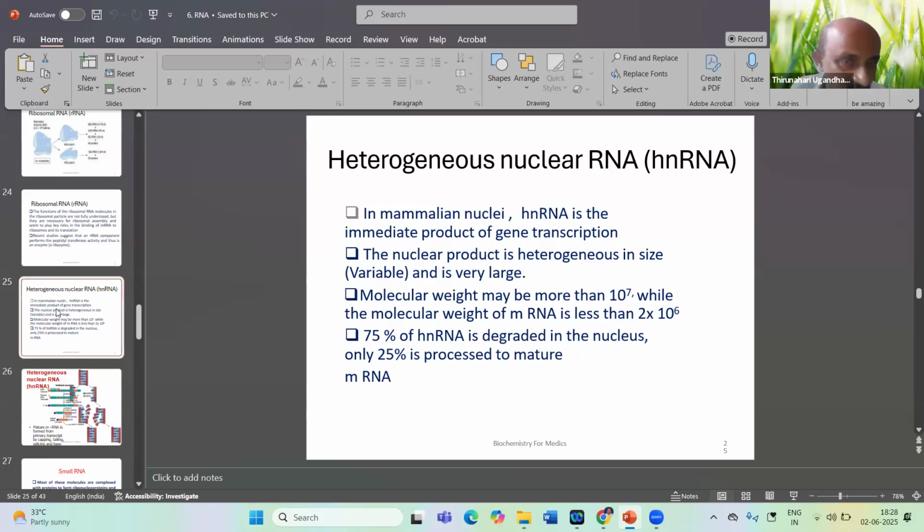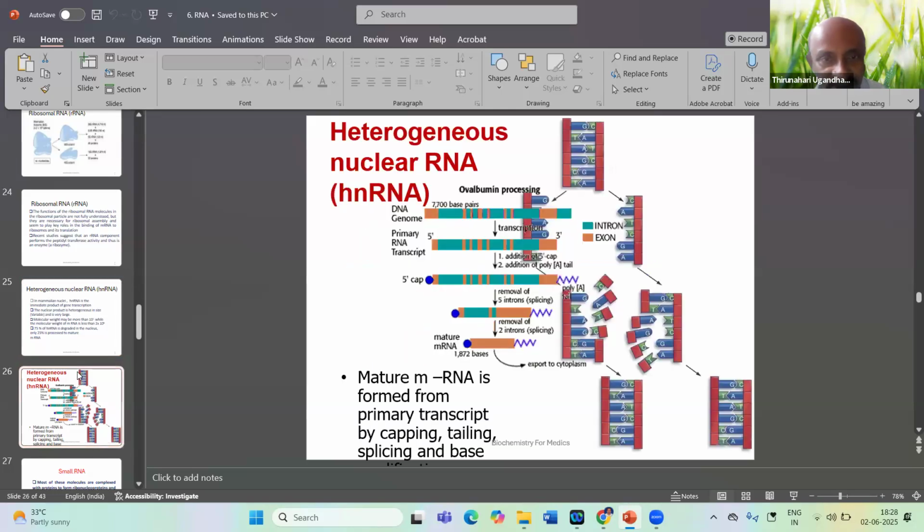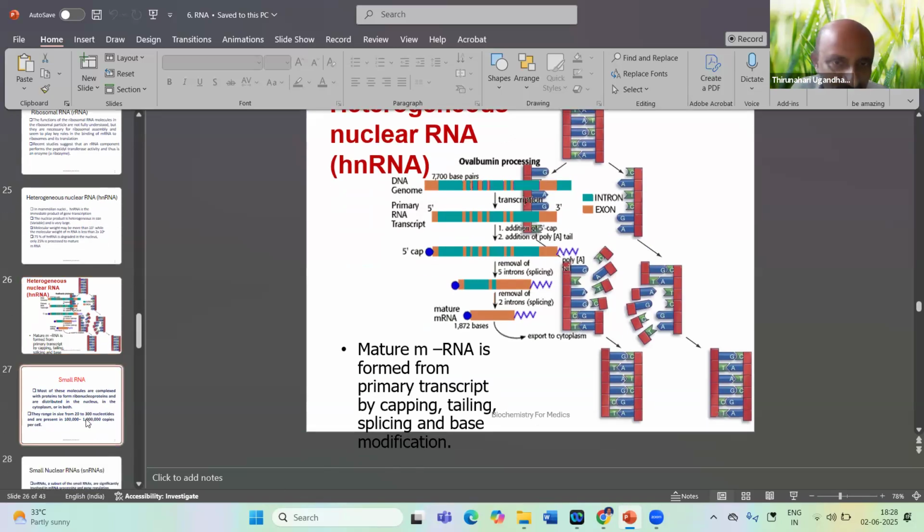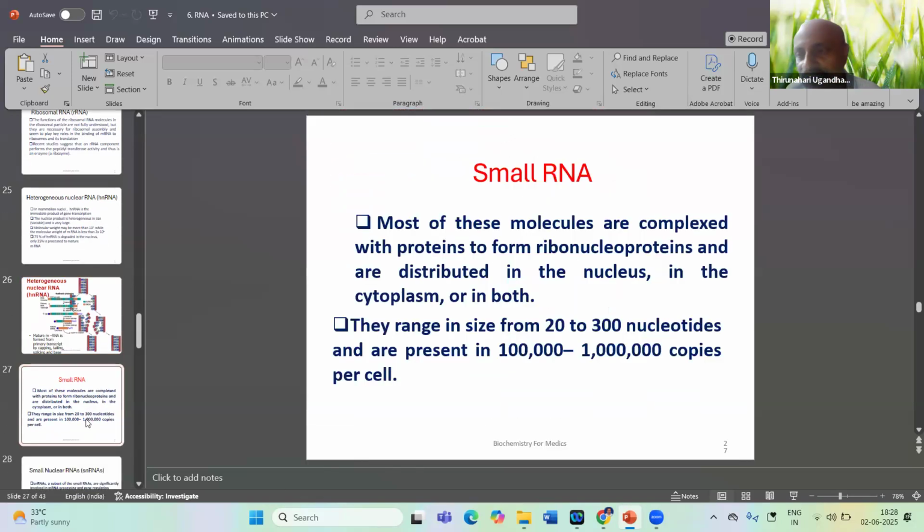So these are also hnRNAs. hnRNA means heterogeneous nuclear RNA. Then mature RNA is formed from the primary transcript by capping. Capping. Then this is also small RNA. Then hnRNA and small RNA.